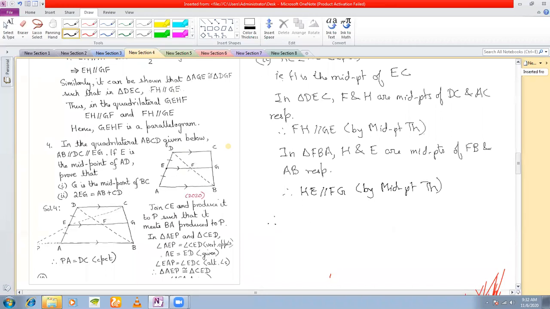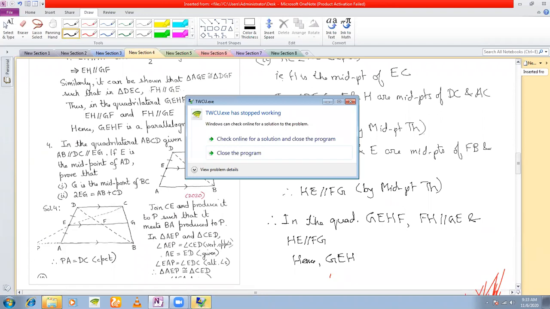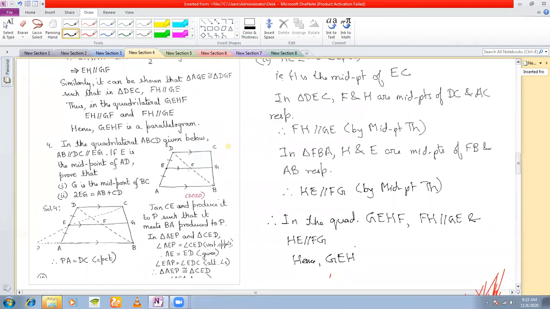Okay, so therefore, in the quadrilateral GEHF, FH is parallel to GE and HE is parallel to FG. Hence, GEHF is a parallelogram. So that's the proof.